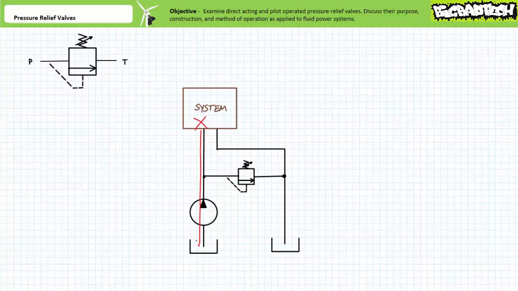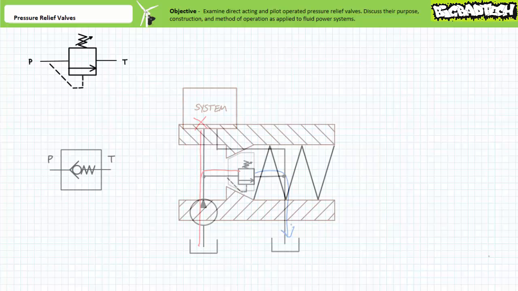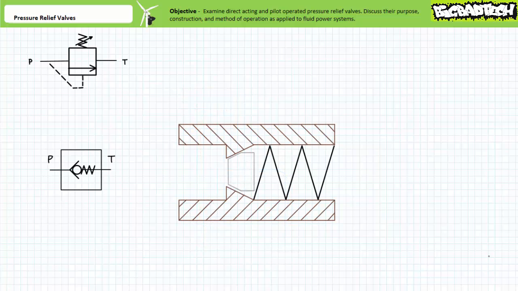And if the pump keeps pumping and pumping, pressure rises and rises until the pressure relief valve actuates and provides an alternate flow path to the tank, thus relieving pressure and saving the system and any nearby personnel damage. Consider the simplest of pressure relief valves, the direct-acting pressure relief valve.